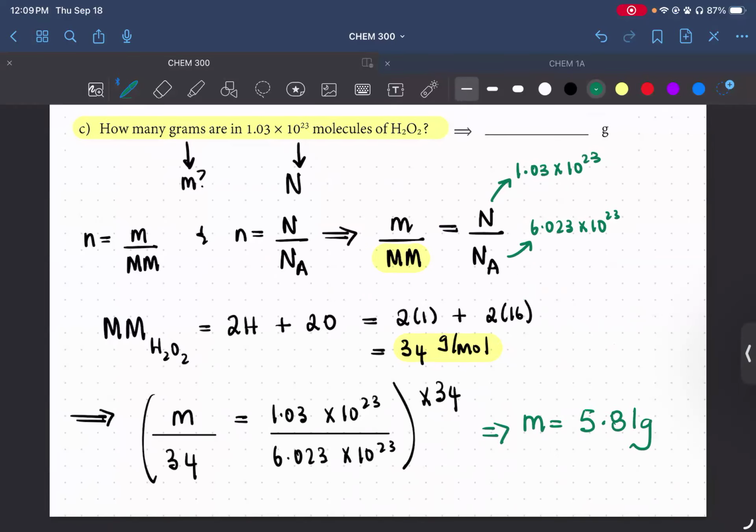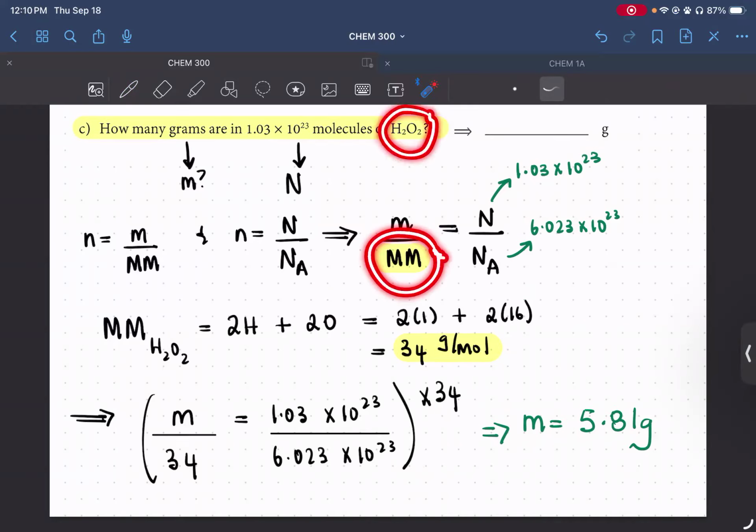So the thing I want you to remember when using these formulae is that you are able to calculate the molar mass yourself. Meaning you will not see in the question something that explicitly says MM is equal to whatever. This is something you can calculate yourself as long as you have the formula. And A is a constant, Avogadro's number.